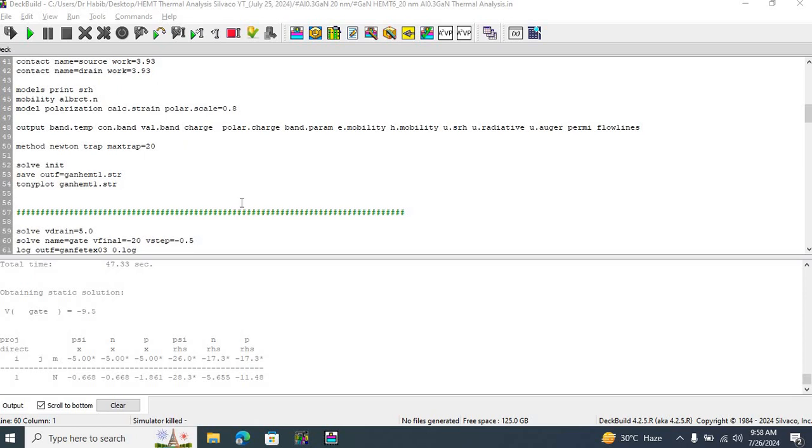Welcome to our in-depth tutorial on performing the analysis of gallium nitride HEMTs using Silvaco TCAD simulation with and without heating, that is, with and without thermal effects. In this video, we will explore the impact of temperature on the performance and reliability of gallium nitride high electron mobility transistors using the advanced tool of Silvaco TCAD.